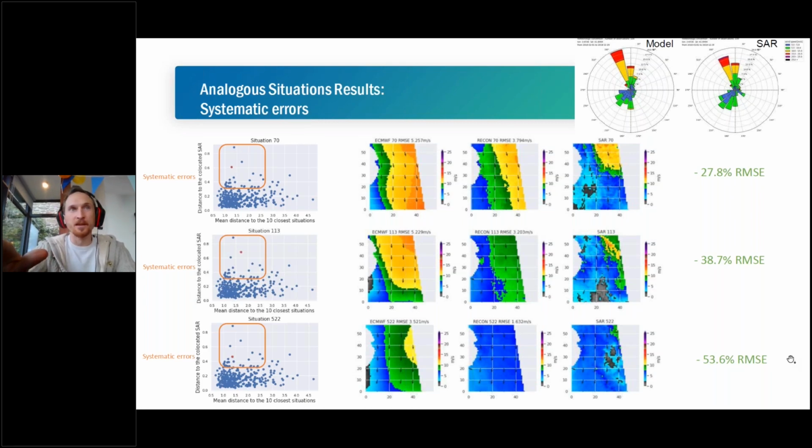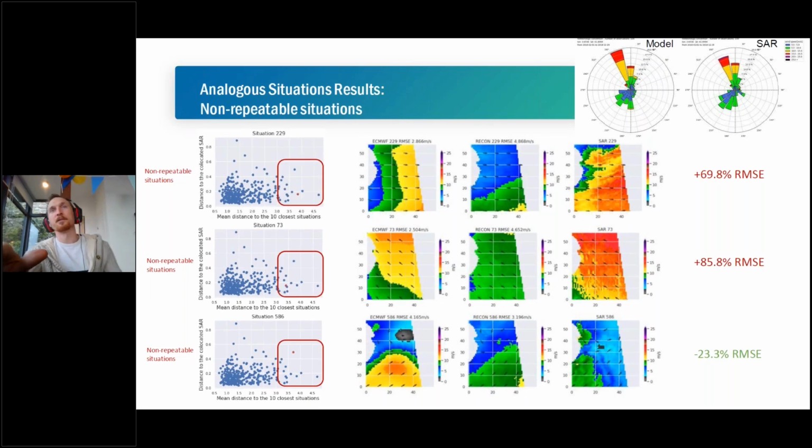For other situations where we have non-repeatable situations between the models, we can see here 2 examples where it totally fails because the reconstruction is totally different from what we should have had on the right. The bottom example is, let's say, a chance result where we have an improvement, but it's just a bad chance.